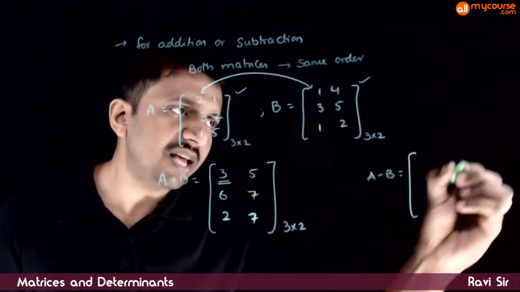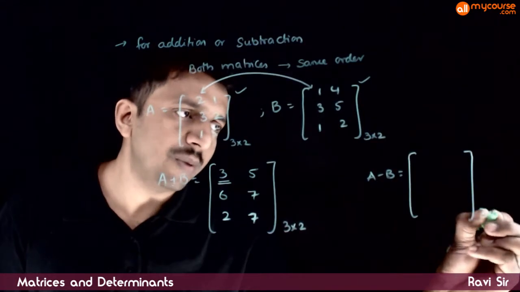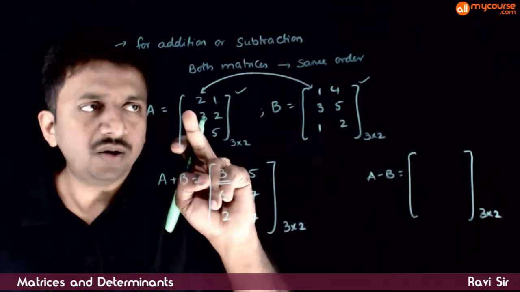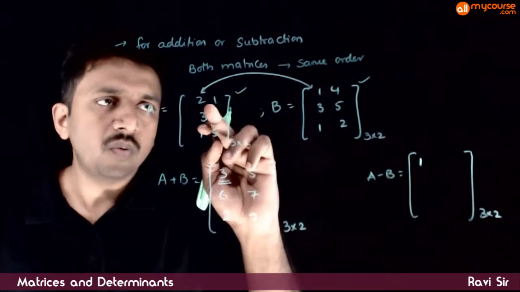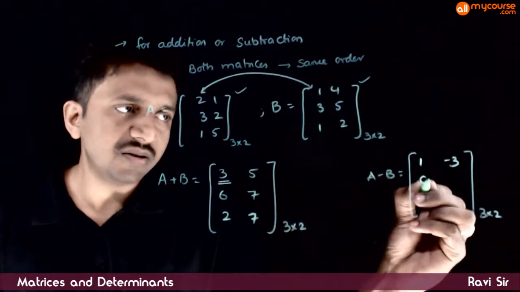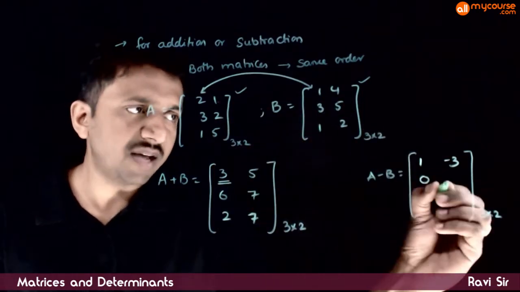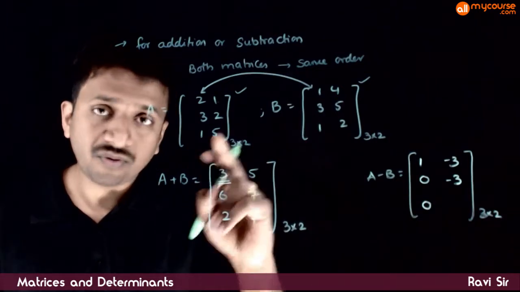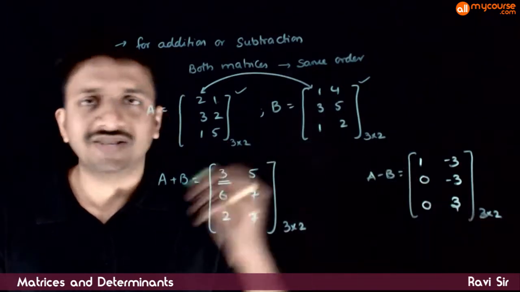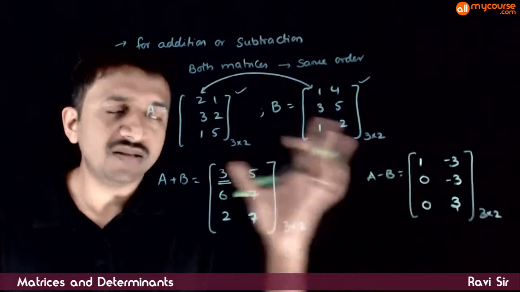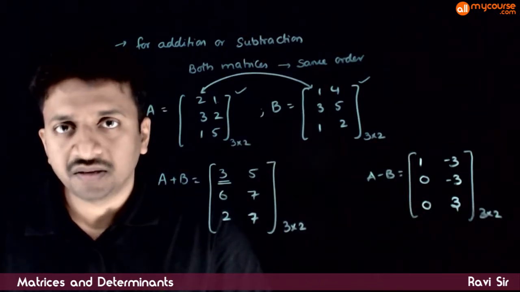And what is the matrix A minus B? This is also a 3 by 2 matrix. And you need to subtract one from the other. 2 minus 1 is 1. 1 minus 4 is minus 3. 3 minus 3 is 0. 2 minus 5 is minus 3. 1 minus 1 is 0. 5 minus 2 is plus 3. So this is the matrix A plus B. This is the matrix A minus B.